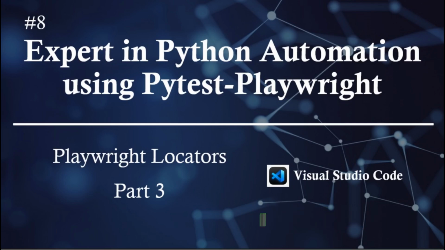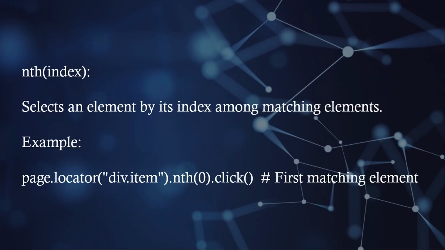My name is Rajesh. In this video, I am going to discuss about Playwright Locators Part 3. The next one is nth index. There are many chances when we locate any element, we may get multiple elements. In that case, we can get the nth element by using this locator.